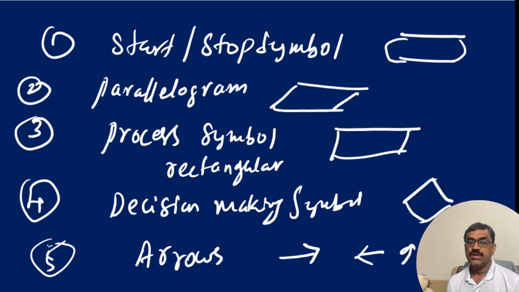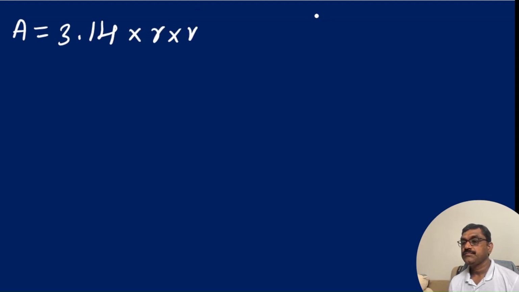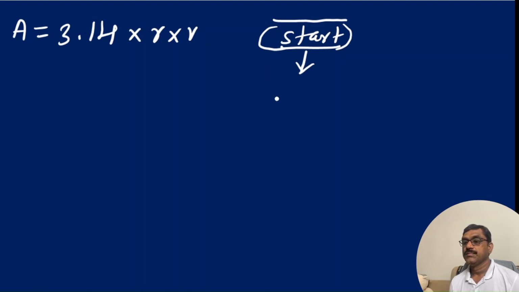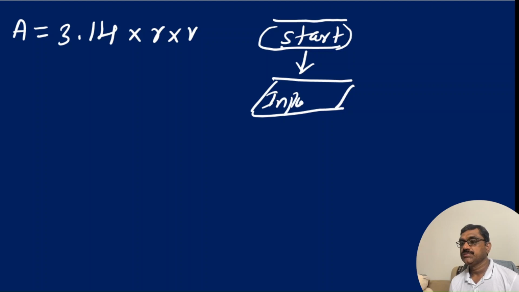Now we will see how to draw the flowchart. First, the formula is A equals 3.14 into R into R. Now first I am drawing the start symbol, a rounded ellipse. You write here start. Now put a down arrow. Now what you have to do? You have to take input R. What is the input symbol? Parallelogram. I'm drawing the parallelogram. Here you write input R.